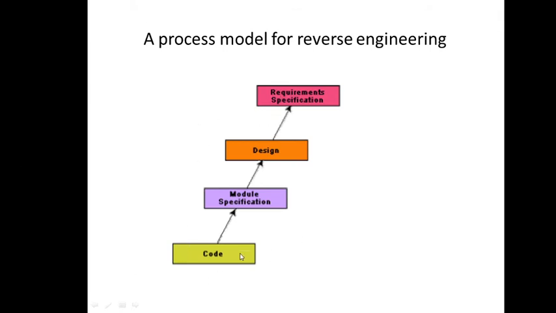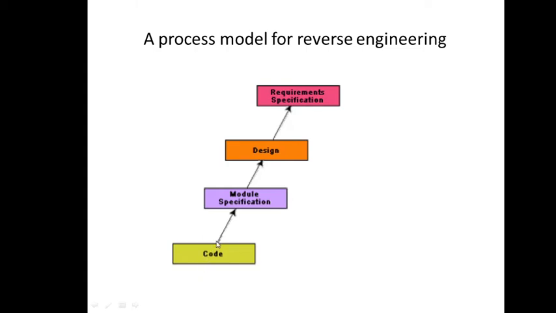We just have the code. From this code, we identify the module specification. Modules are what? The functions which are present in your code. So we get what these modules are actually doing. We get out the specification. So from that module specification, we prepare the design, and from design we get the requirement specification.